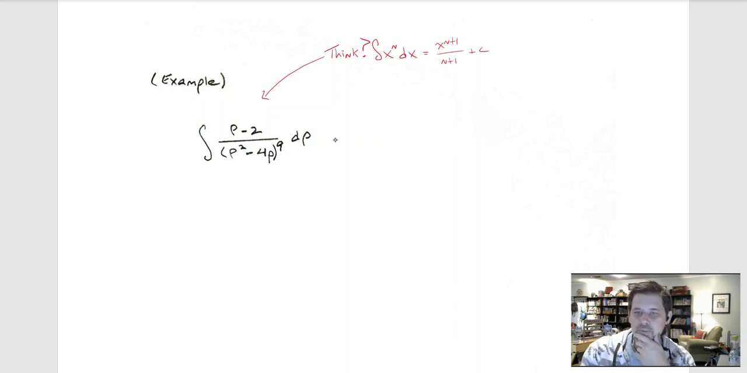So one way that I might look at it is, I know that I always need to see the exponents of things in order for this rule to be applicable. So here, with this fraction and this thing down here that's got that power in the denominator, that's not really the way that I need to see it, okay? So I'm going to do like this. Instead of p minus 2 divided by this expression, it's p minus 2 times p squared minus 4p to the negative 9 power dp.